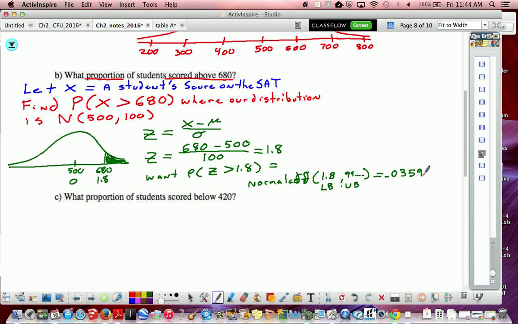So I've done the state, I've done the plan, I've done the do. Guess what I need to do last but not least? I need to explain, so I just need to write a sentence answering the question. So it's basically restating this. The proportion of student scores above 680 is 0.0359.